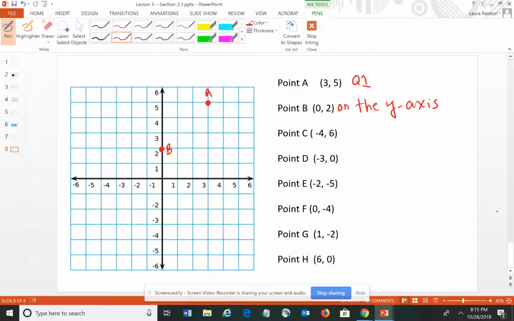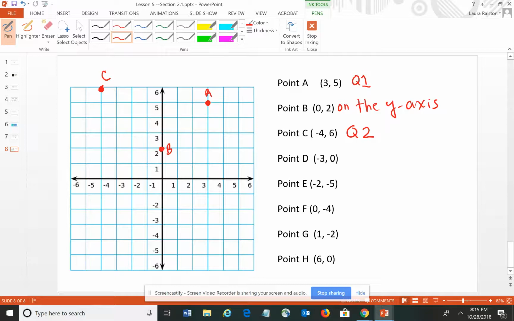Then we have point C, which is -4, +6. So again, starting at the origin, we're going to move 4 to the left because it's negative. 1, 2, 3, 4. And then we want to go 6 up because it's positive. So -4, 6. This would be point C. And notice that's in quadrant 2 because it was negative, positive.